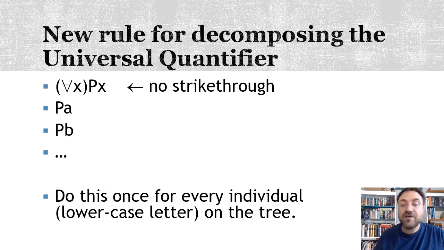Also, you don't ever cross them off, right? Because when we say that everything is a P, we mean that A is a P, B is a P, C is a P, D is a P. We're never just done. And so those never get crossed off. You just keep instantiating them until you've got one for every constant that's actually on the tree. So that's the process for the universal.